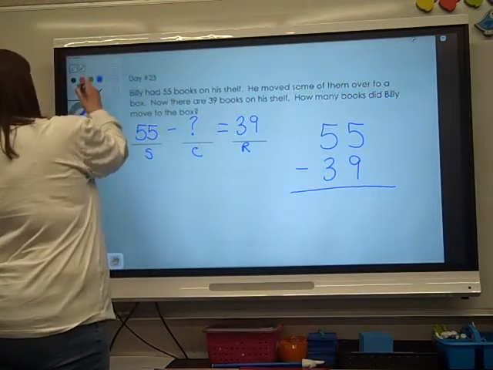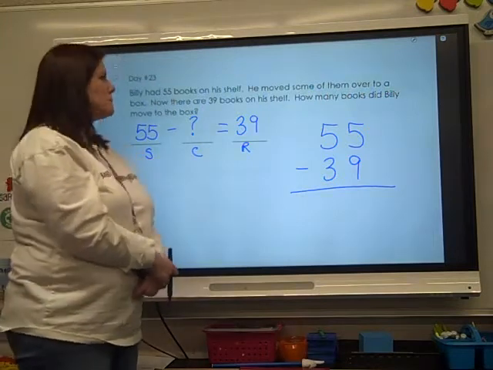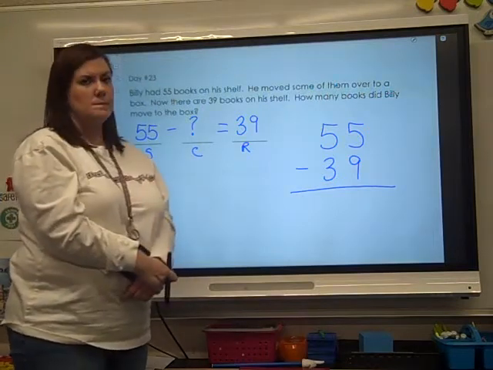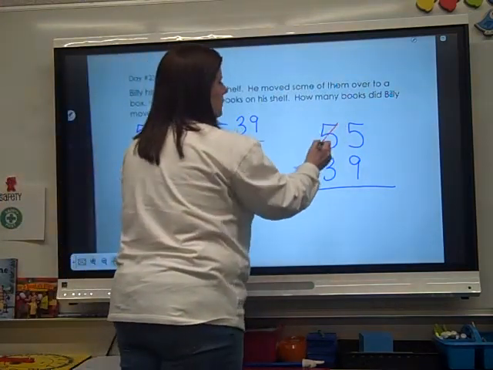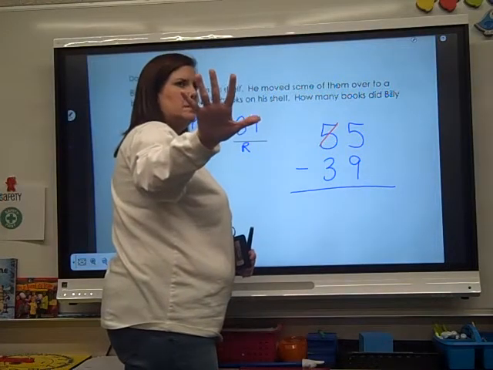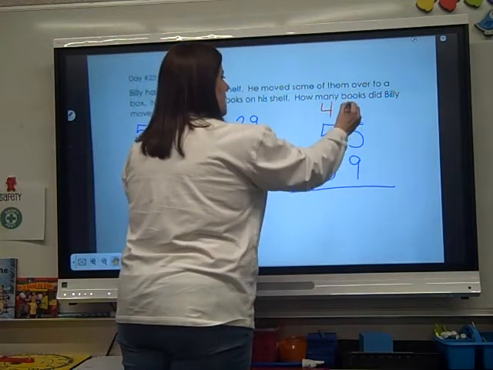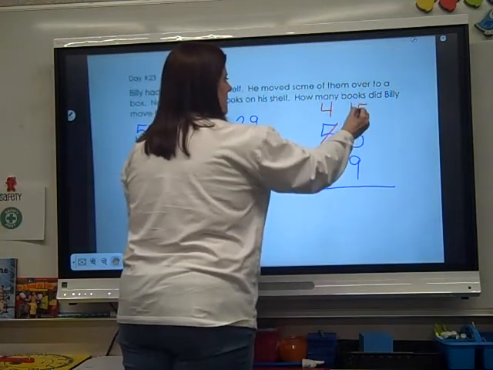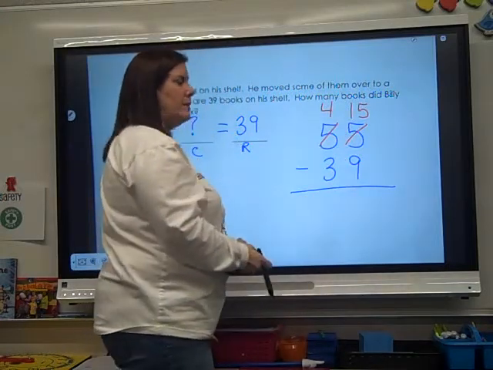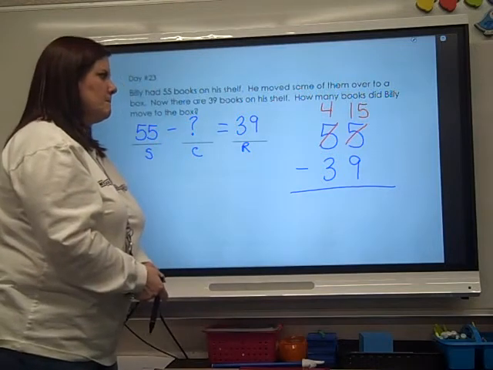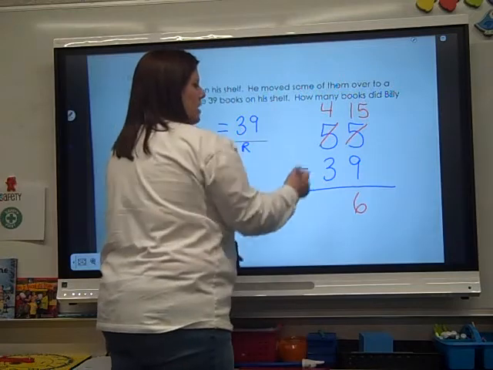I hope you're getting it before me. Subtract 9, so I need to regroup. If I have 5 tens, I borrow one of them. How many do I have? 10 is regrouped here. 5 moves in. 15 subtract 9. If you don't have it, get it. 4 subtract 3.